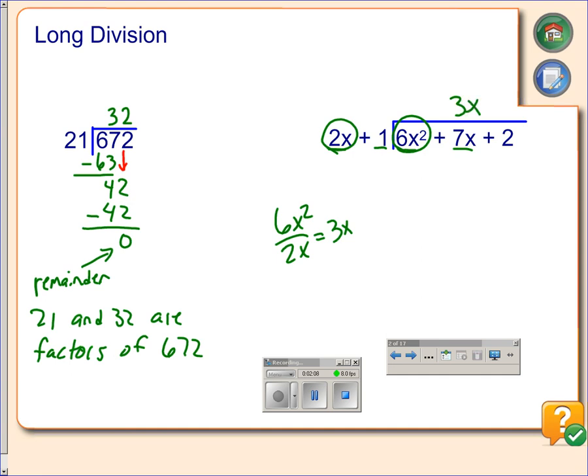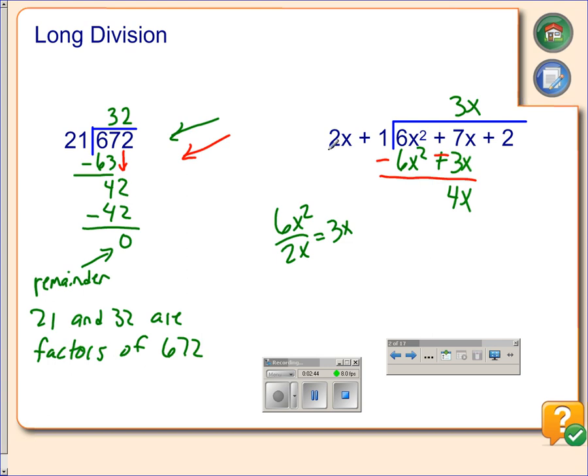So that goes here. Then I will take, just like I did over here, I'm going to multiply the 3x times the 2x plus 1. This gives me 6x squared plus 3x. Then I will subtract, just like I did over here. When I subtract, I have to subtract both terms. So 6x squared minus 6x squared equals 0, as it should. And then 7x minus 3x is 4x.